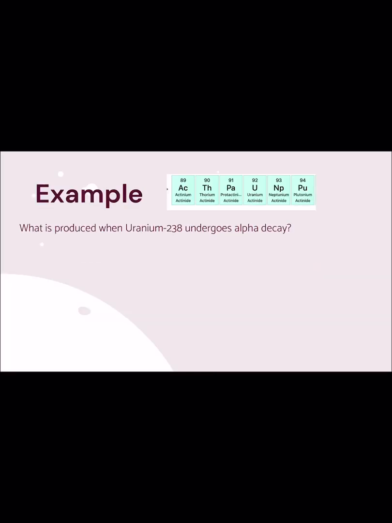Okay, so first example, what is produced when uranium-238 undergoes alpha decay? So we know the mass number of uranium-238, it's 238. We also know the atomic number of uranium, it's 92. I put a little screen capture of a chunk of the periodic table up here for reference so you don't have to scroll back. So we're going to write it as a chemical equation.